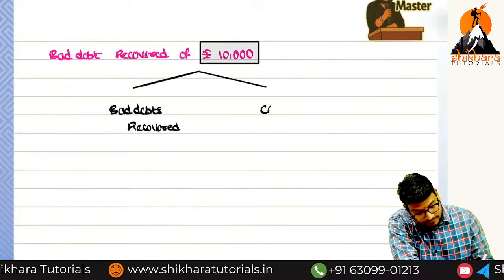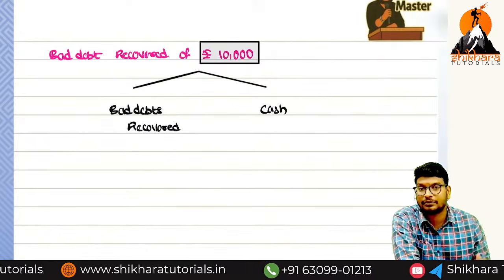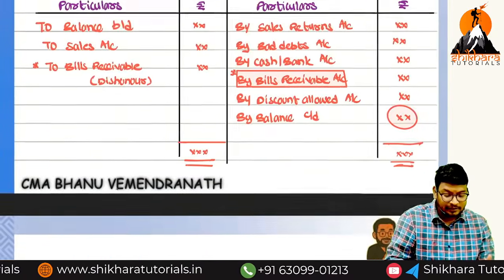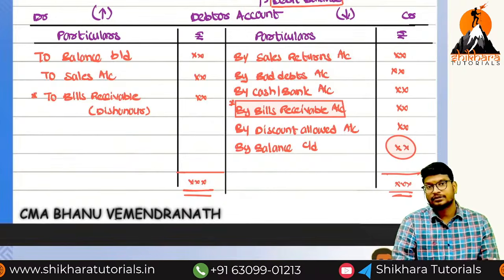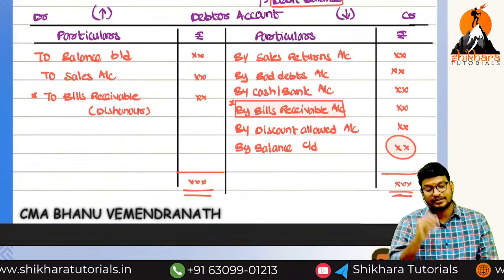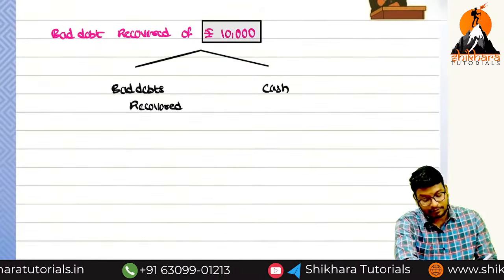Here the two outcomes are bad debts recovered and cash. So here the debtor is not going to come. That is the reason we have not recorded bad debts recovered here. Only bad debts will come into the picture in the debtor account. What will not come? Bad debts recovered will not come.